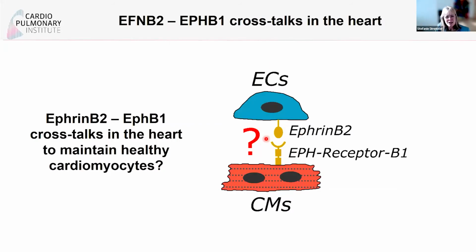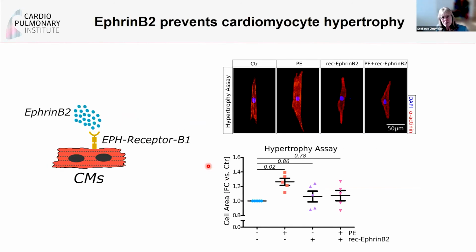So the question was, could endothelial cells expressing EFNB2 interact with the Ephrin receptor B1 on cardiomyocytes, and could these maintain healthy cardiomyocytes? To gain first insights in vitro about the function of the EFNB2 and Ephrin receptor B1 interaction, we again used recombinant EFNB2 and assessed whether cardiomyocyte hypertrophy, which, as I said, is a response of the diseased heart, is affected. And indeed, you see here, if you stimulate hypertrophy by a substance called PE, phenylephrine, which induces hypertrophy, the recombinant EFNB2 prevented this induction of this response. You see it also in these images here, enlargement of the cells, which is prevented by the recombinant EFNB2 addition.